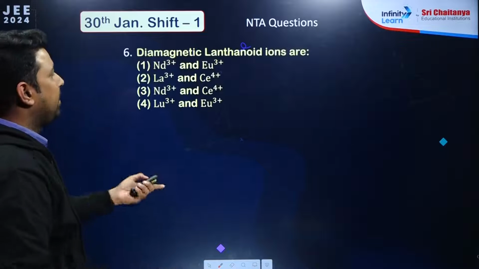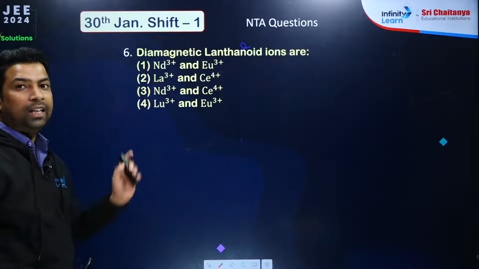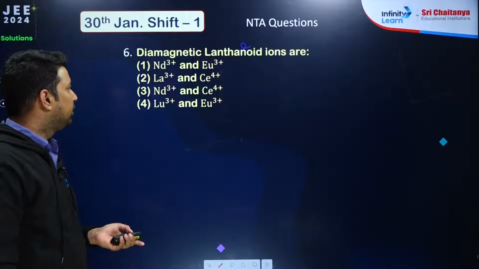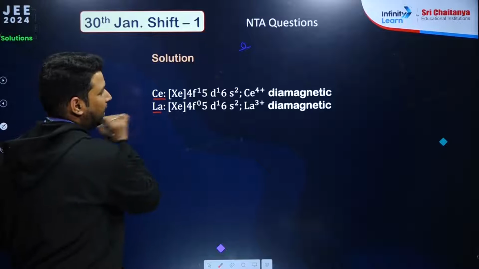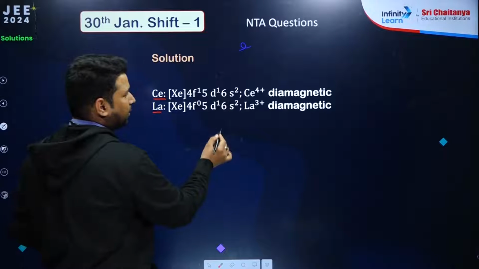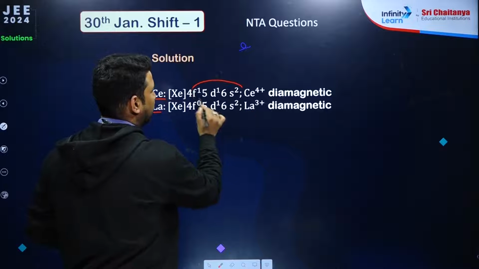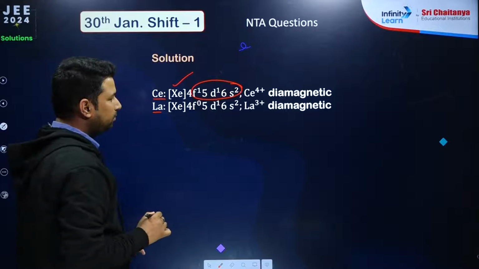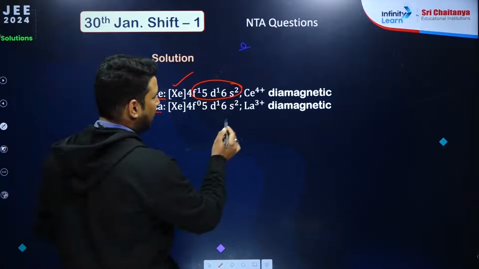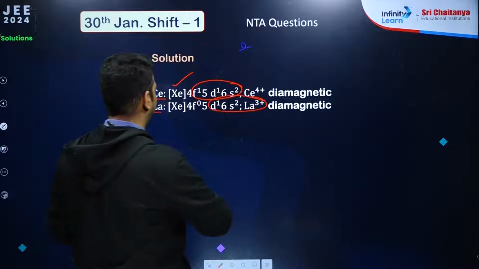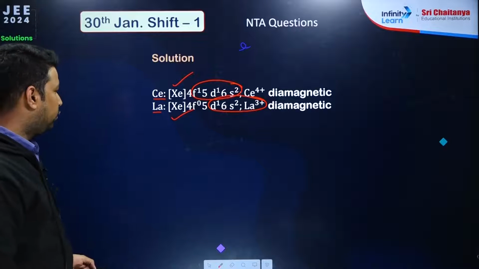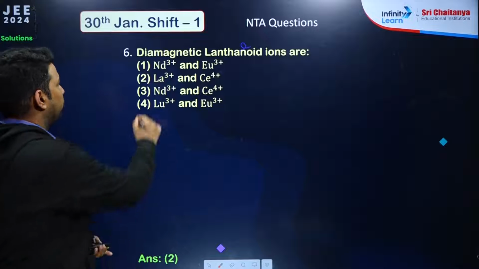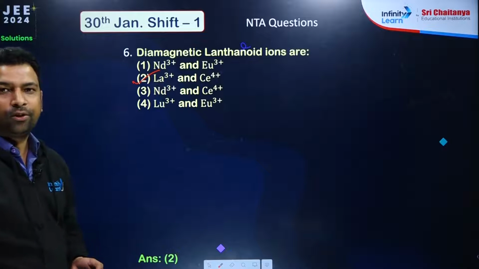Clear? Diamagnetic lanthanoids are: the answer can be given by the electronic configuration. See, cerium and lanthanum with 4 plus means all the 4 electrons are removed. So it has inert gas configuration, which means diamagnetic. And again, 4 electrons are removed, then it will become inert gas configuration, diamagnetic. So which option is correct? Option 2 will be the right answer for this question.